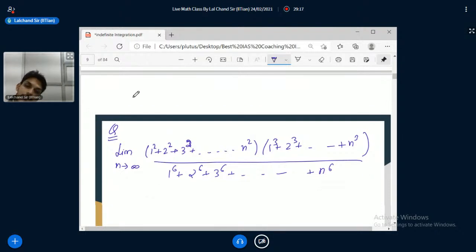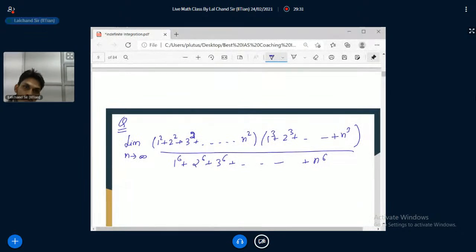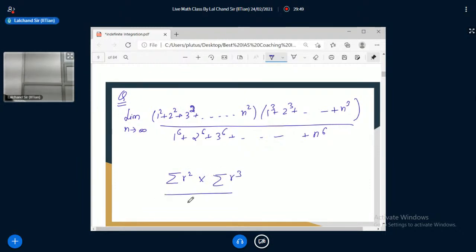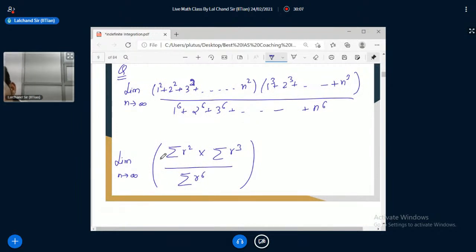How do we calculate this limit now? If I write this equation, can I write it like sigma of r square, and this is sigma of r cube, divided by sigma of r to the power 6, with limit n tends to infinity, where r starts from 1 to n in each? So the denominator is sigma r to the power 6.